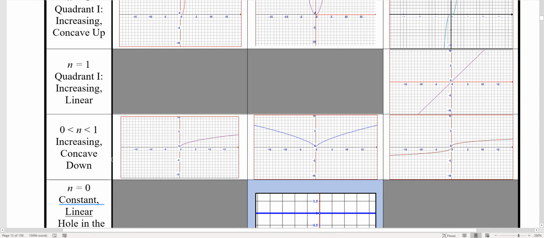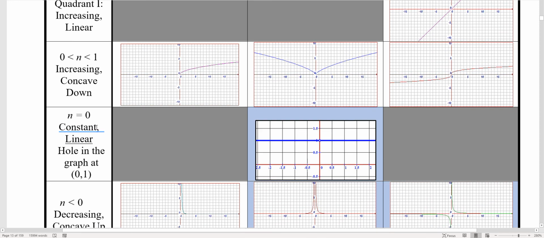If n is between 0 and 1, we're talking about increasing, concave down in the first quadrant, which all these have. Again, this one in this column is irrational or odd over even, so it's quadrant 1 only. The middle one is even over odd for the power, so that's quadrants 1 and 2, y-axis symmetry. Odd over odd is quadrants 1 and 3. It looks like this. n equals 0 is a very specific one, y equals x to the 0, which is a horizontal line, y equals 1, but with a hole in the graph at (0, 1).